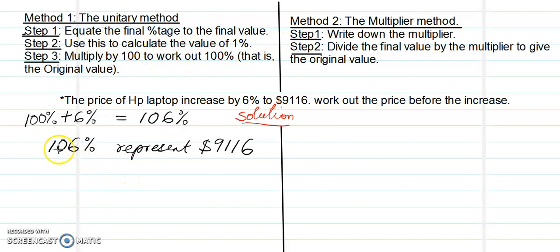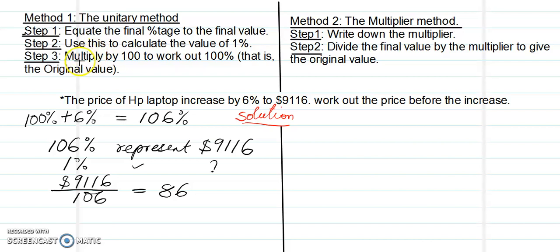Okay, now the next step says use this to calculate the value of 1%. Since 106% represents this, then what will 1% represent? So we find what 1% will represent. That means we cross multiply, and we have 9,116 divided by 106. So divide, what do you have? Check. Okay, that gives us 86.